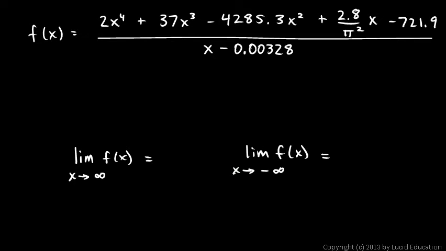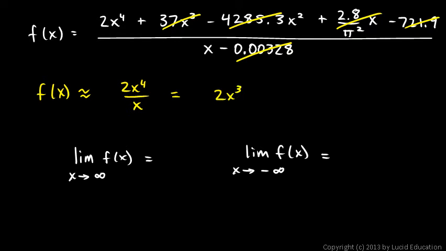As x becomes huge, all of these lower power terms become insignificant compared to that x to the fourth term. And this certainly becomes insignificant compared to x. So as x becomes huge, f of x will behave, it will be approximately equal to 2x to the fourth over x. And that's real simple. That simplifies to 2x cubed. So as x becomes large, this function behaves like 2x cubed. And 2x cubed you should recognize is a cubic function that is going to look something like that.